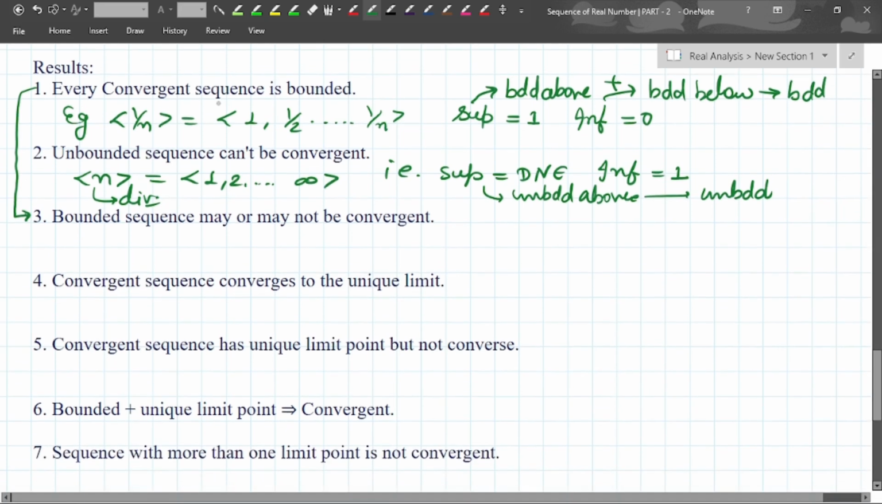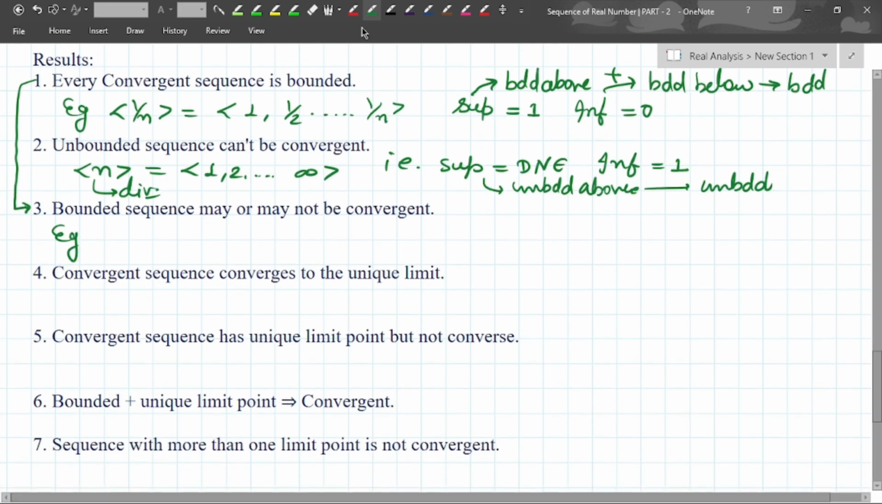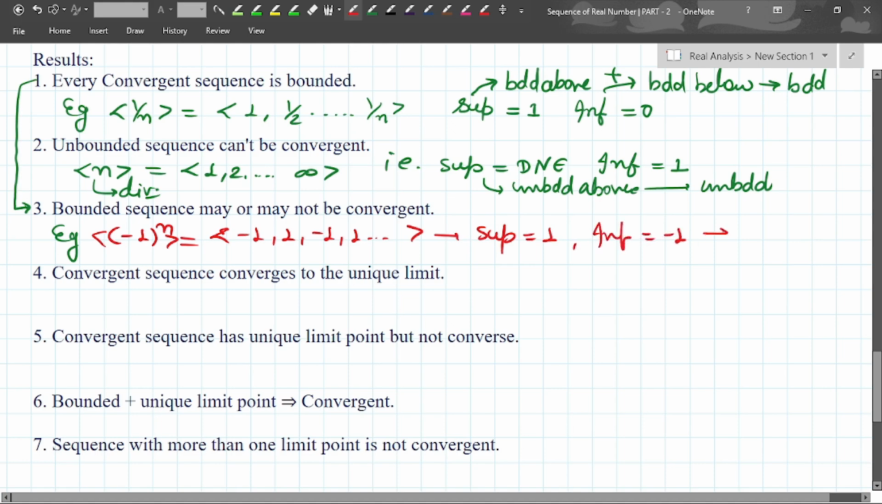For example, we can take one counterexample that is very important, (minus 1) power n. If I write this, it is nothing but minus 1, 1, minus 1, 1. It is bounded. The supremum is 1, and the infimum is minus 1. It is bounded, but not convergent. It is basically oscillating. It is also not divergent. It is oscillating between minus 1 and 1.